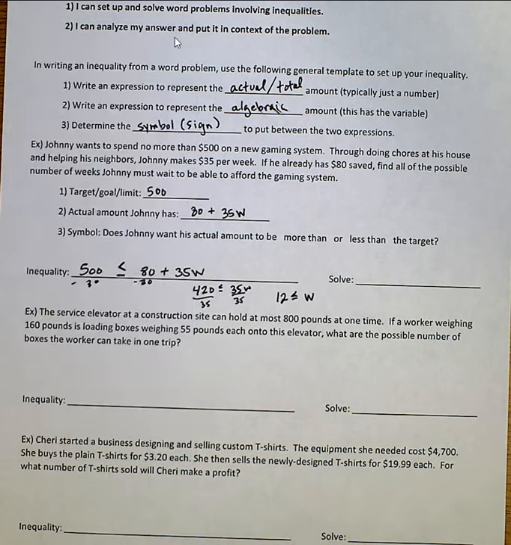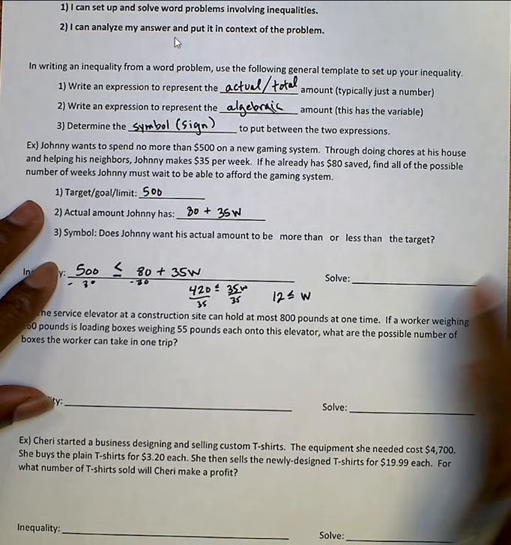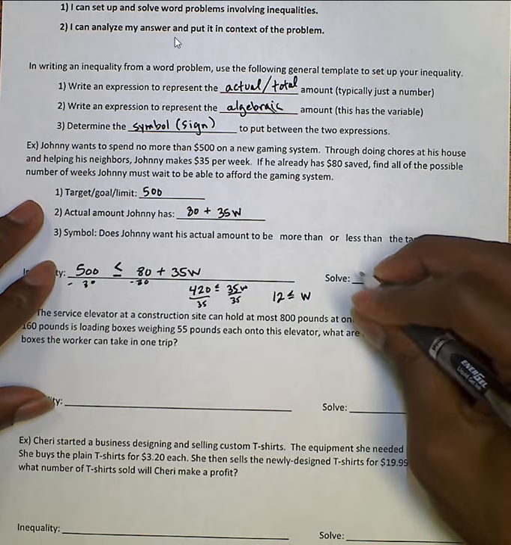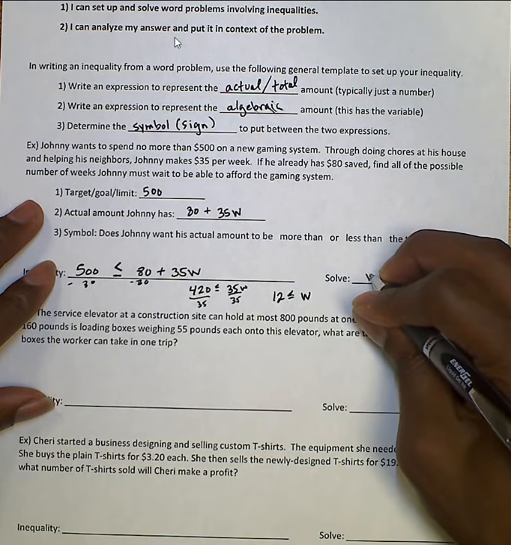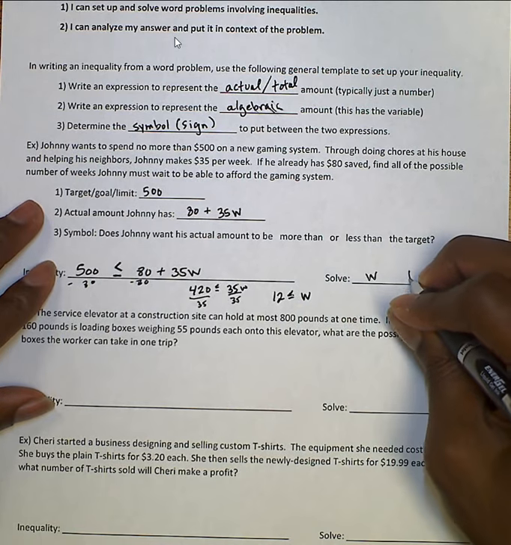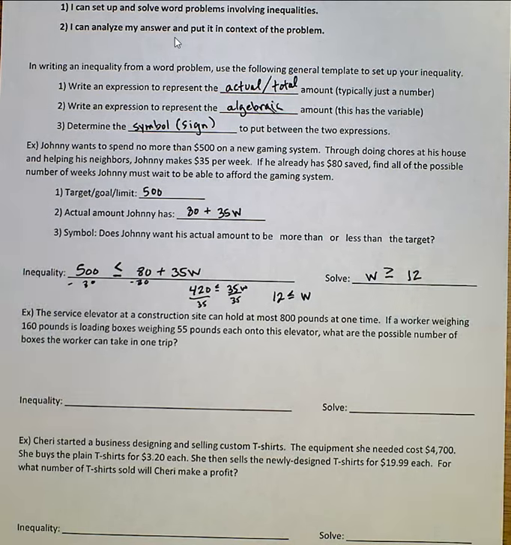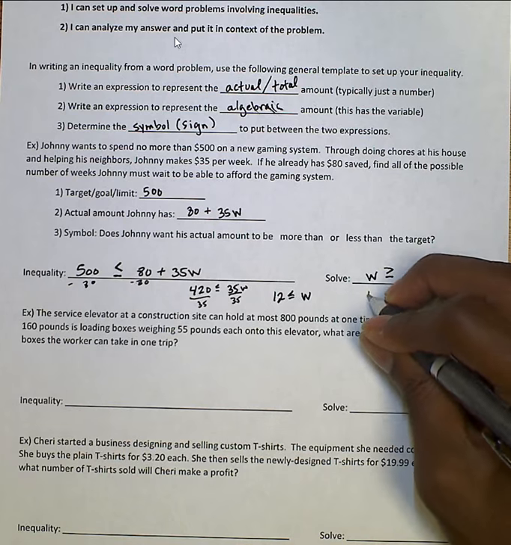Alright, I know I set my inequality up with my variable on the right side, but when I'm done, I always like to have it on the left. Lead with that. I'm going to make sure my sign is facing the same way. The alligator's eating W, so it's going to stay eating W. We want to know all the possible weeks that Johnny might have to work to afford this game. Johnny could work 12 or more weeks.